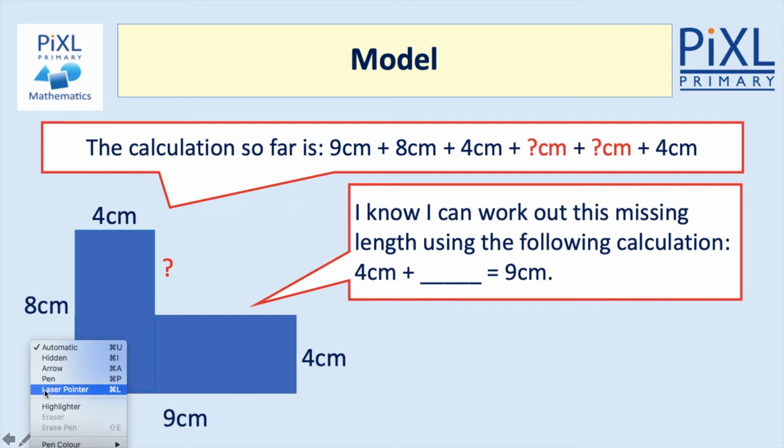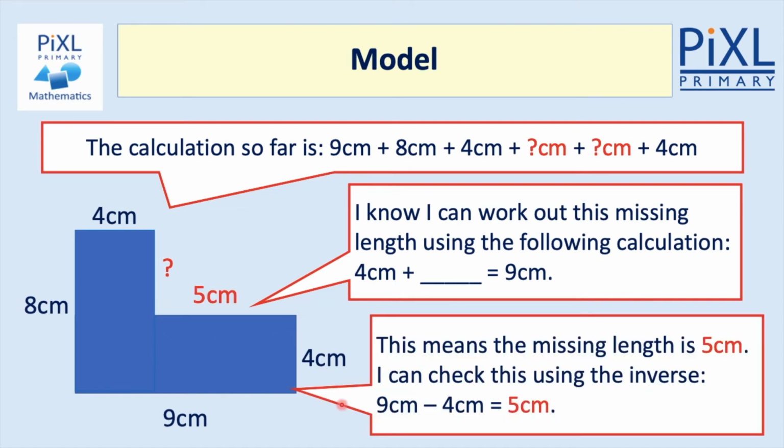I know this because I know this whole side here, from this side to this corner here, is 9 centimetres because it's the same length as this corner to this corner, or vertex as they're known. And I know that this section is 4 centimetres because this is 4 centimetres here. So 4 centimetres add whatever this is equals 9 centimetres. And the answer is 5 centimetres.